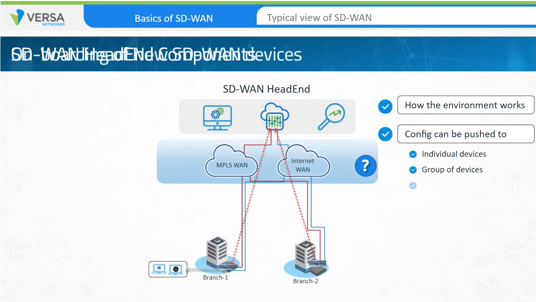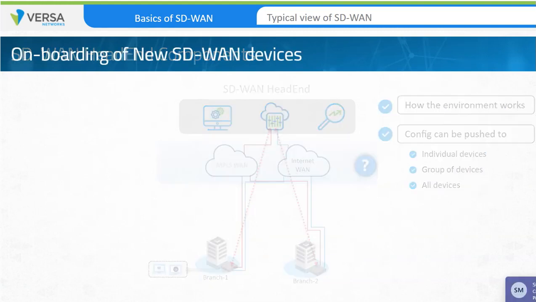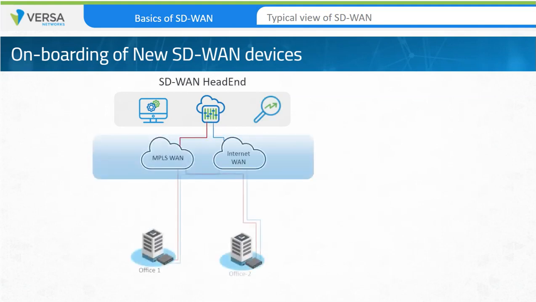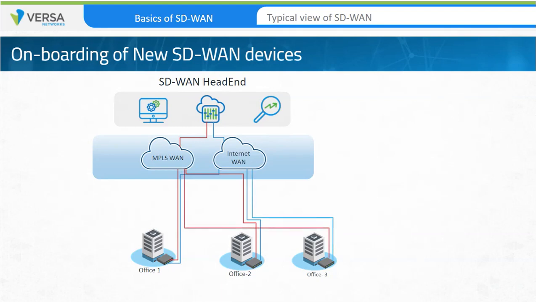The process of connecting a new device to the SD-WAN is called onboarding. When a new device is connected to the SD-WAN, which is the Office 3 branch in our example, it first must receive an IP address. In the example, it receives the IP address through DHCP from the WAN service provider.